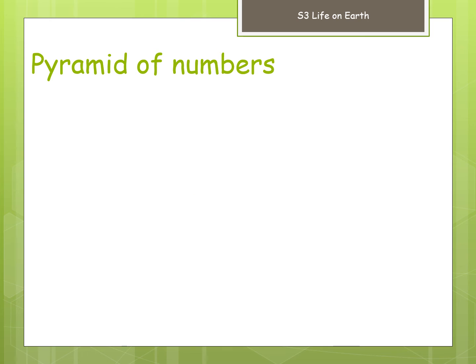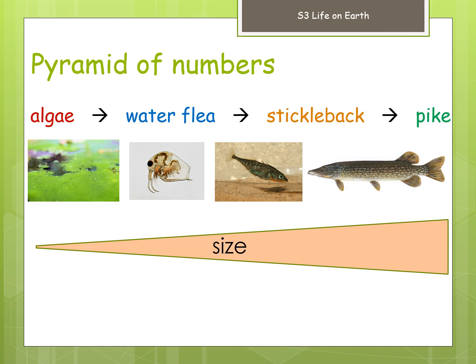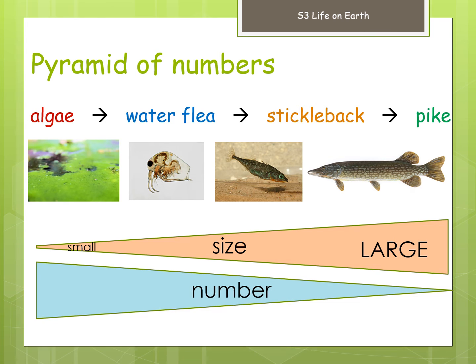Now we'll move on to pyramid of numbers. And we'll give you a food chain that you're familiar with from last week: algae, waterflea, stickleback, pike. Now hopefully you might remember the sizes of these organisms that I talked about last week. Size-wise, you're going from really small to large. So pike is about 1.5 meters, in some instances, really ferocious fish, but also as well, number-wise, again, we're going to go from lots to few.